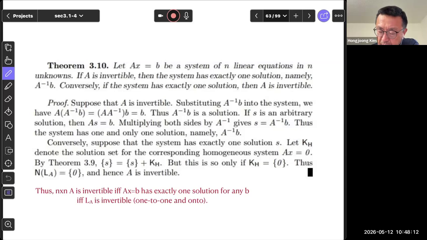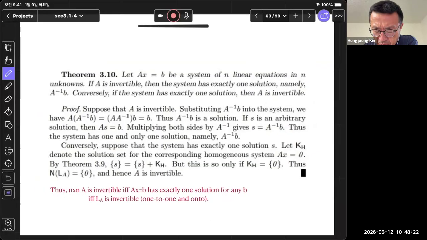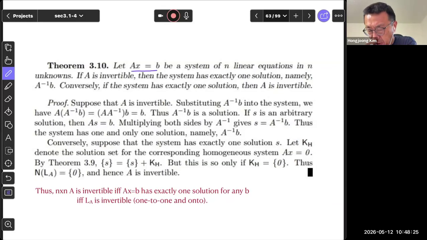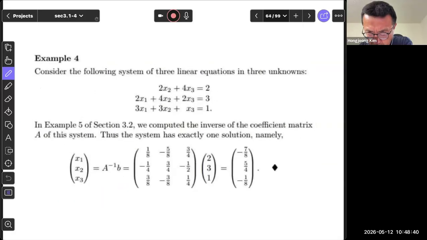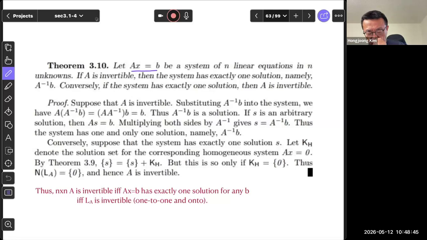Okay, so here, let us consider this AX equals B problem. Oh, I'm sorry, this is not the one I mentioned. The main theorem I'm going to need is not this one. Sorry about that, but this is also important.